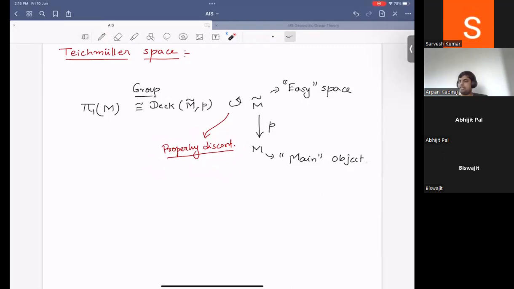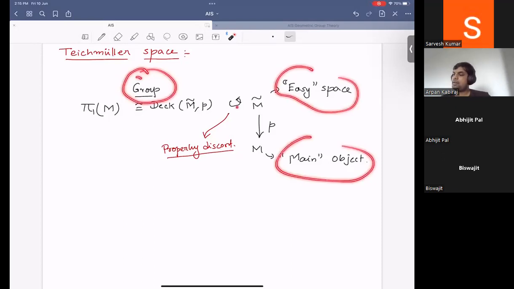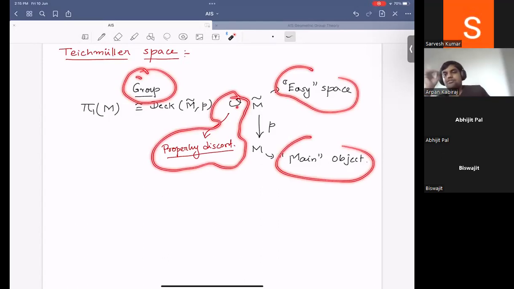So there are three things here. We have this group, we have the easy space, and we have the main object, and this action has certain properties, namely properly discontinuous. Now, the thing is, if your space has some kind of geometric structure, it's a very vast statement, but okay.